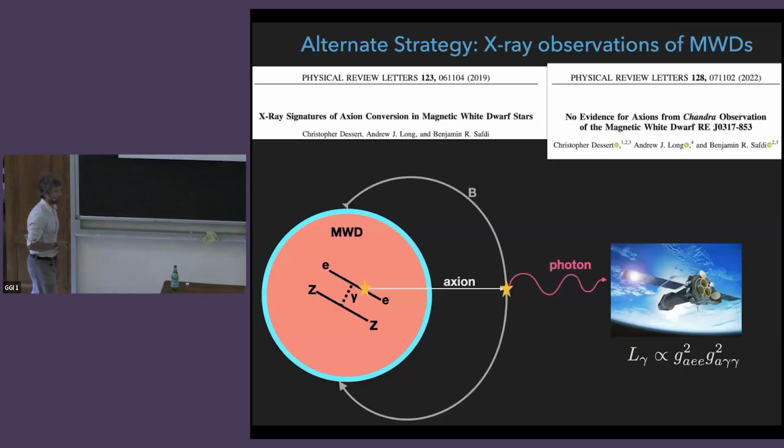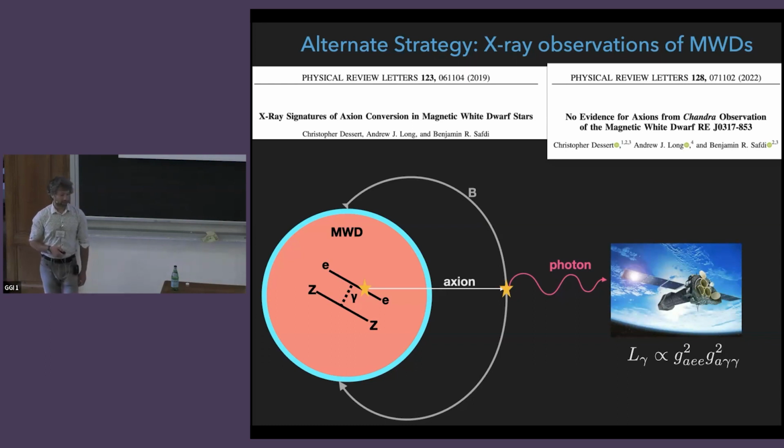So I want to switch gears now. I want to keep on talking about magnetic white dwarfs, but it is customary when everybody talks about axions to give limits. But if there is an axion, what would you see? What is the confidence that you could claim a discovery?